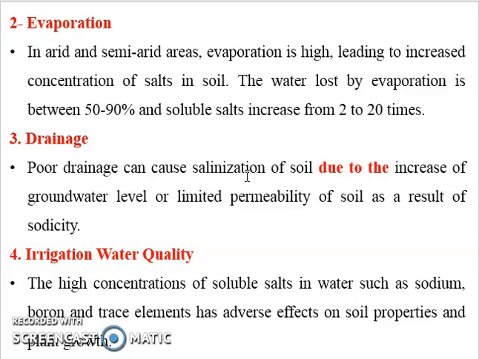So we have four factors causing soil salinity. The first one is soluble salt in the soil, which is not removed from the soil profile and accumulates over time, especially in arid and semi-arid conditions. Evaporation is high in arid areas and causes accumulation of salt. Lack of an efficient drainage system will lead to salinization of soil. And the most important factor is irrigation water quality, that is, irrigating the soil with saline irrigation water.